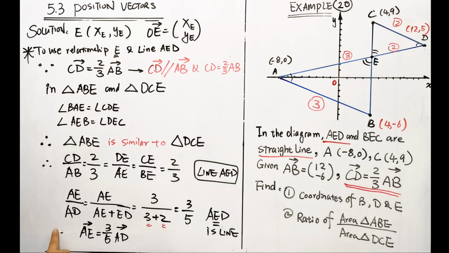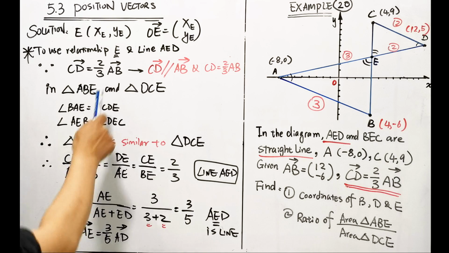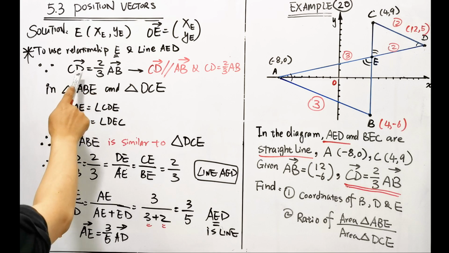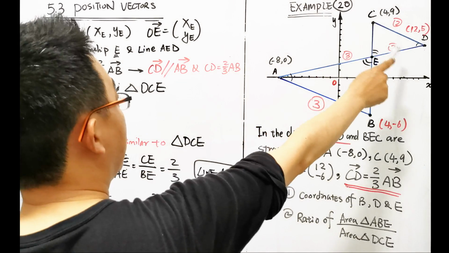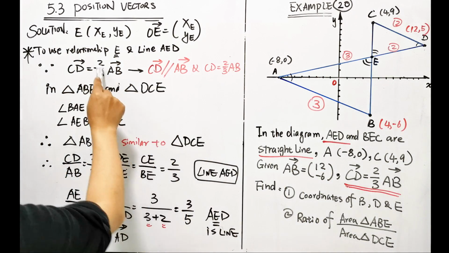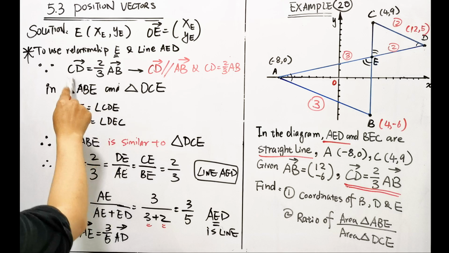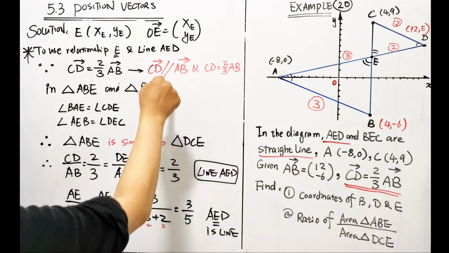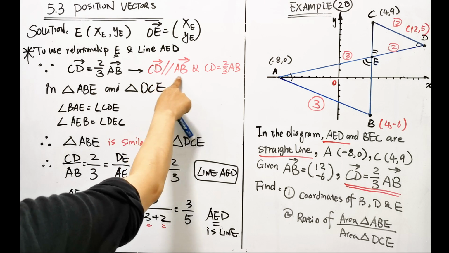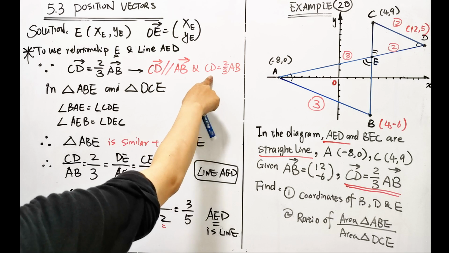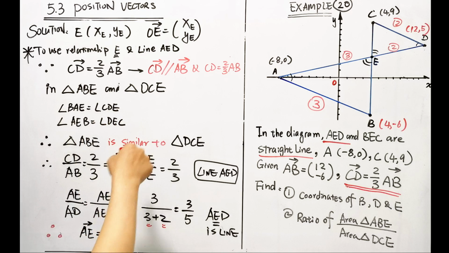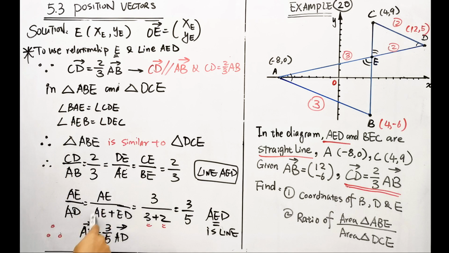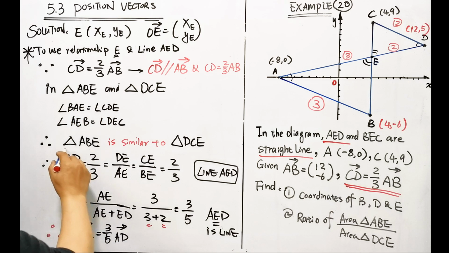Use this relationship. Use CD. CD is equal to 2/3 of AB because these are vectors. From vectors, we can say they are parallel to each other because the direction is the same. And in terms of magnitudes, they also have this 2/3 relationship, right? And also from here, that's a very important concept.